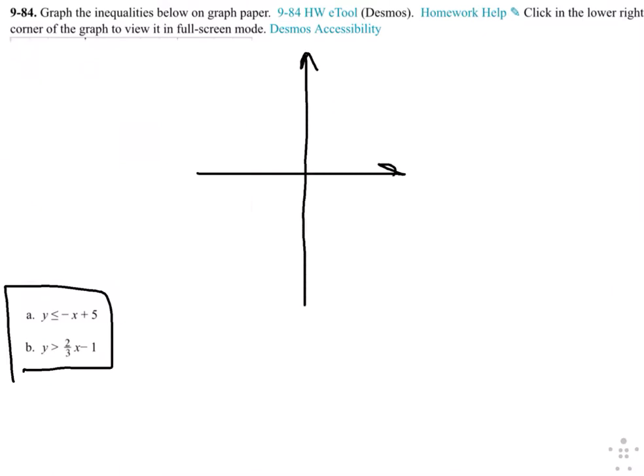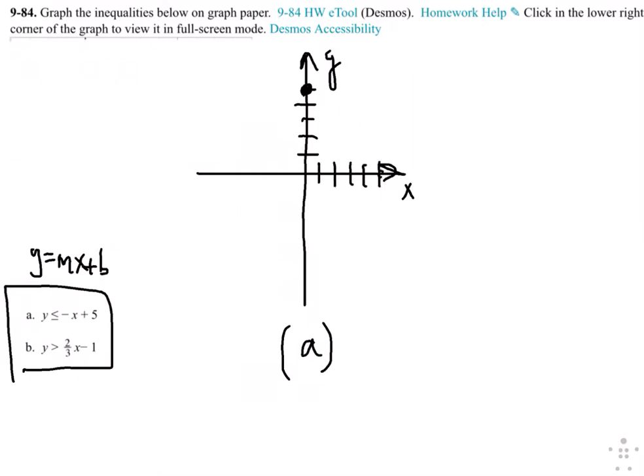So again, your graph is going to look much better than mine because you're going to do it on graph paper. But again, in y equals mx plus b, right? So for A, we're doing A now. This is A. The y-intercept is 5, so 1, 2, 3, 4, 5, right? And the slope is -1, right? So that means it's going to hit here at 5, right?